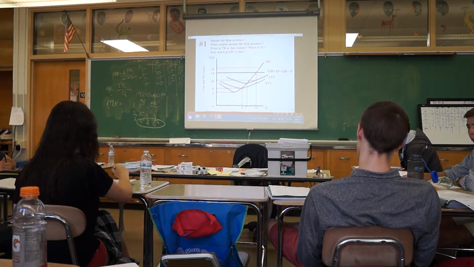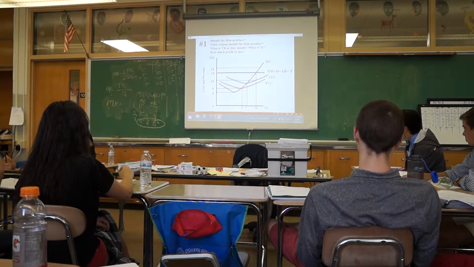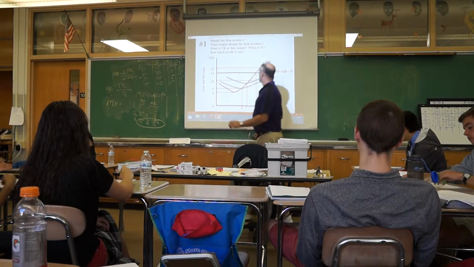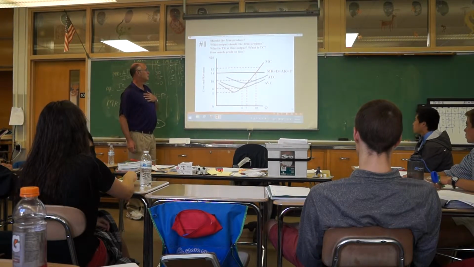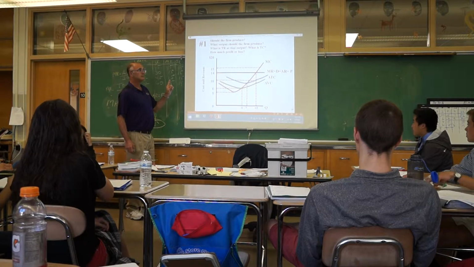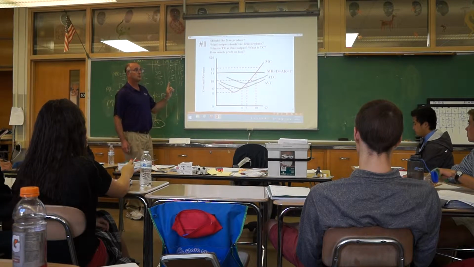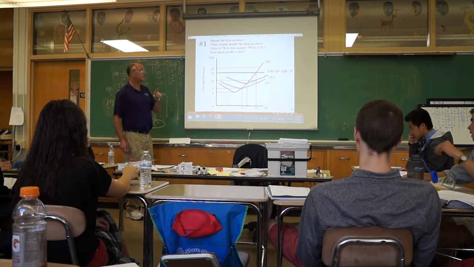Okay, so should the firms produce? Yes, because they're going to be making a profit. All right, how much do they produce? They produce 140. No, what do they produce? 140 is the total revenue.